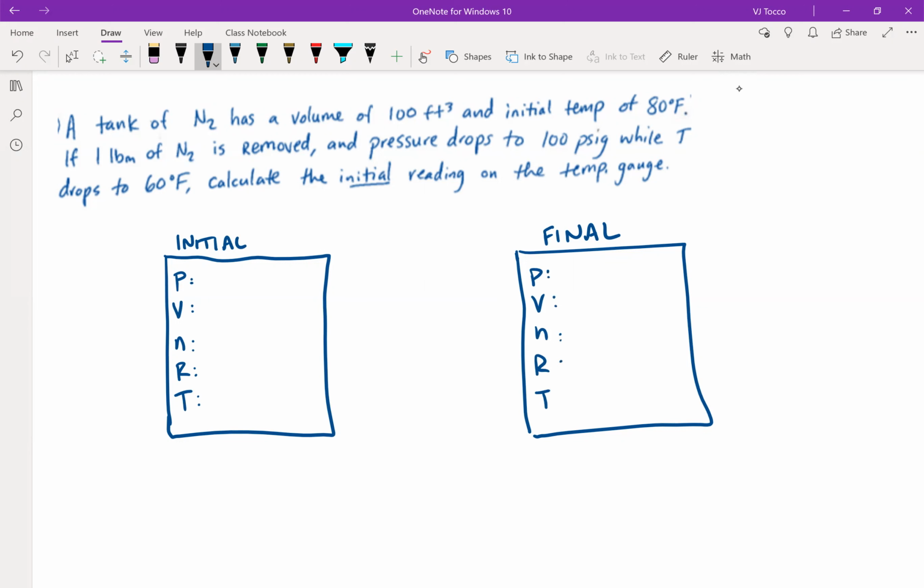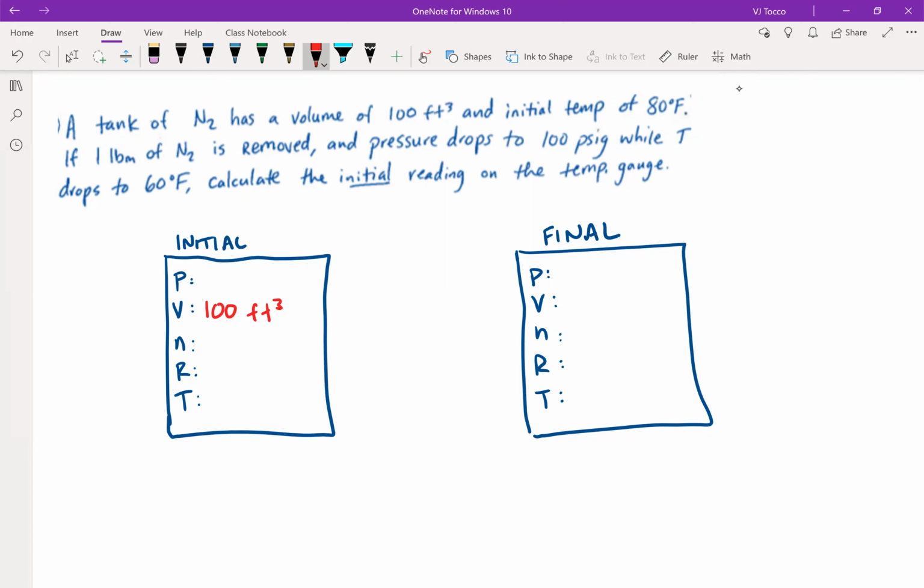And I'm going to write what I know from the problem statement. The tank of nitrogen has a volume of 100 cubic feet. I'm going to label that. This is my initial state. And it's a reasonable assumption to make that a nitrogen tank is going to be rigid. In other words, the volume of the tank is not going to change no matter what, if it's made out of steel.